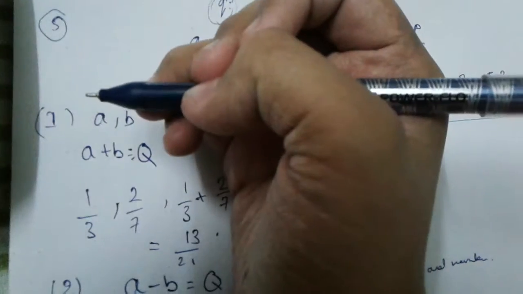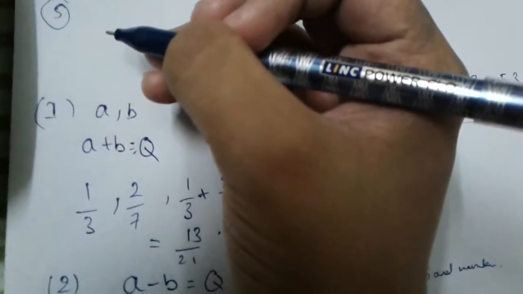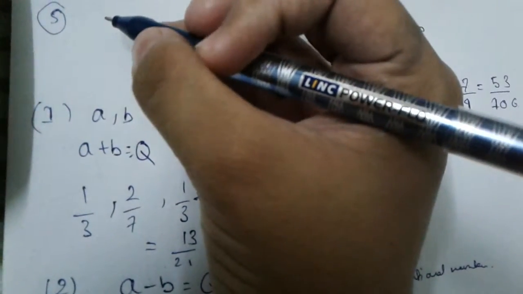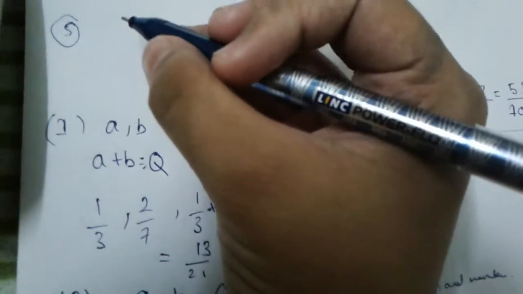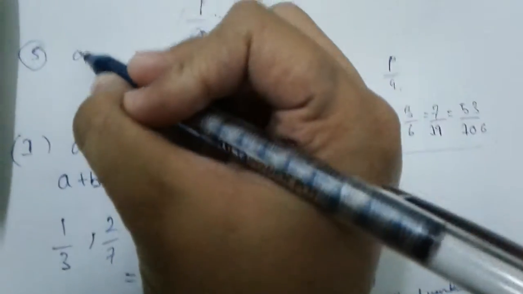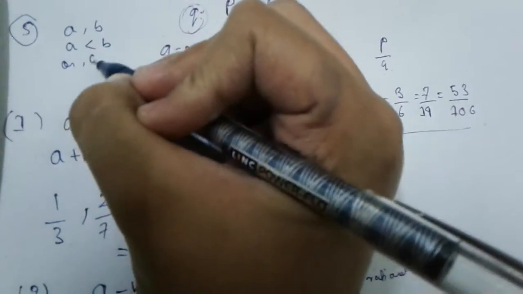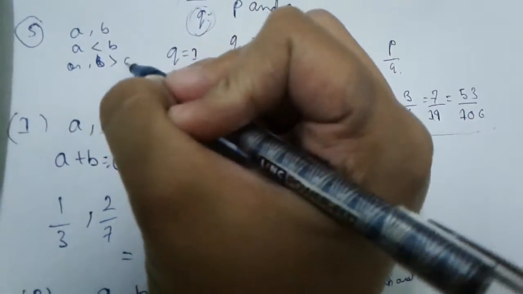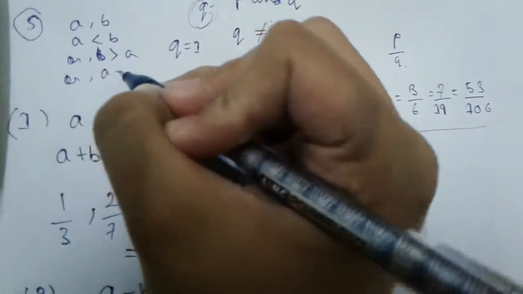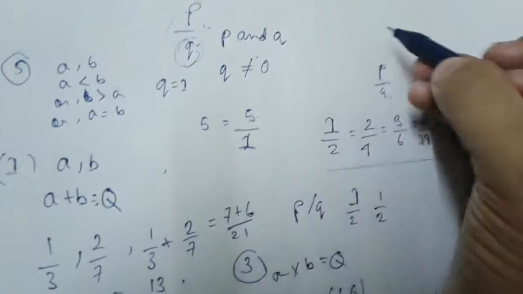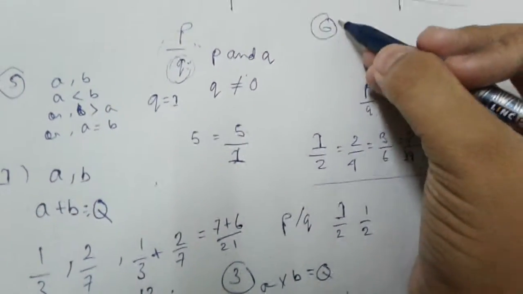And the fifth property is right over here. If you want to take notes, take it. The collection of rational numbers is ordered. If a and b are any two rational numbers, then either a is greater than b, or b is greater than a, or a is equal to b. And the last is the sixth property.